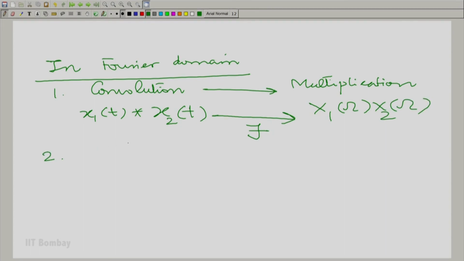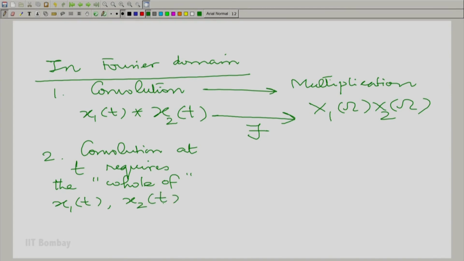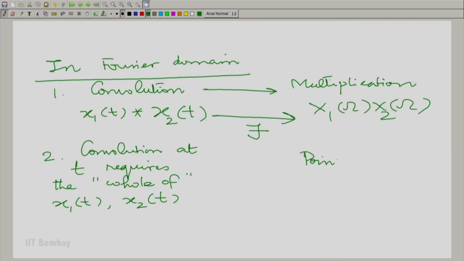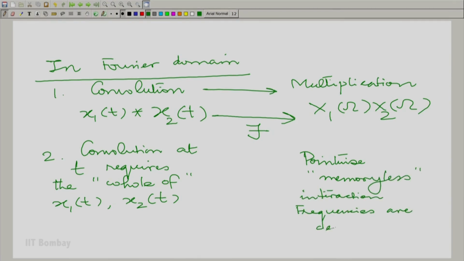To calculate a convolution at t requires the whole of the signal. What I mean by that is, you require to involve the signal all over the t axis for x1 and for x2, for both of them. You require the whole of the signal to interact. In fact, for every point t, you need the whole signal to interact with the whole signal, whole of x1 to interact with the whole of x2. In contrast, here it is a pointwise interaction, or memoryless. Frequencies are decoupled. That is a very important idea here.